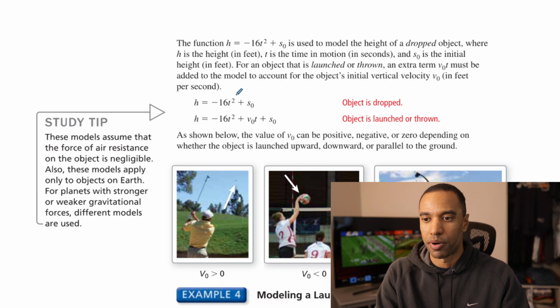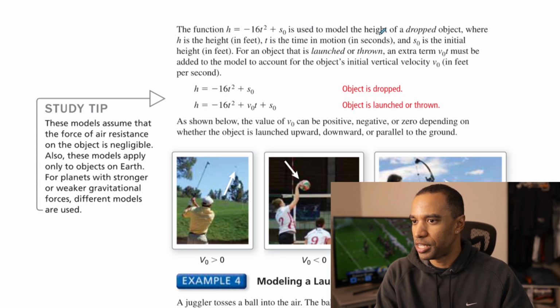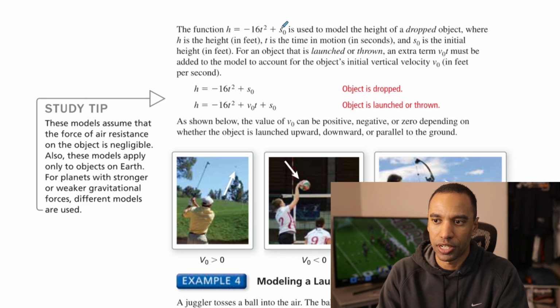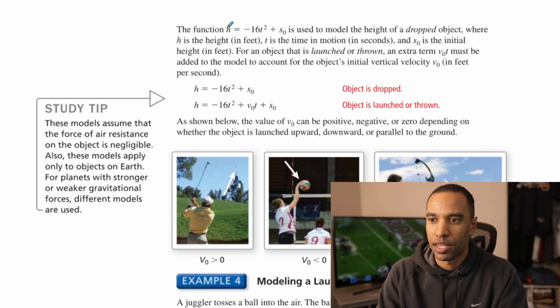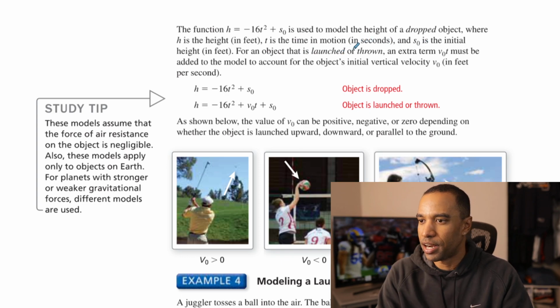So it looks like we're going to see some problems with that involving the discriminant, and kind of more of an open-ended process. Then we have a word problem. The function here is used to model the height of a dropped object. So here's your gravity portion, and here's the initial height. Here's the height after time t. T is the time in seconds and initial height there.